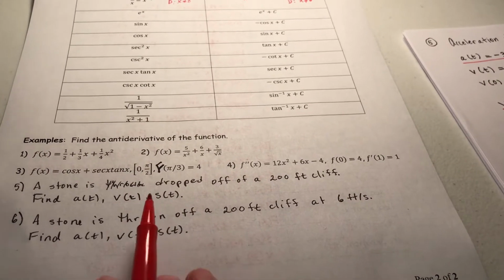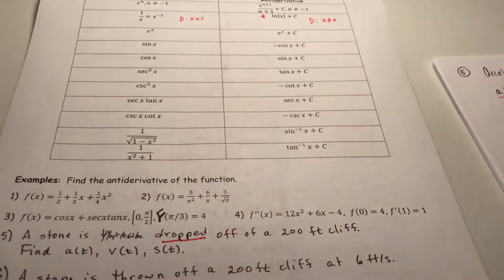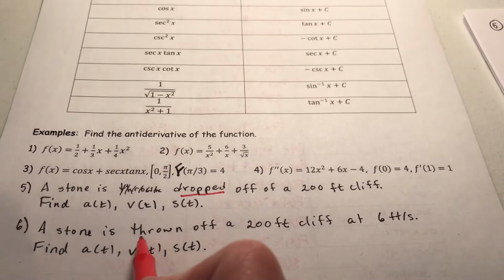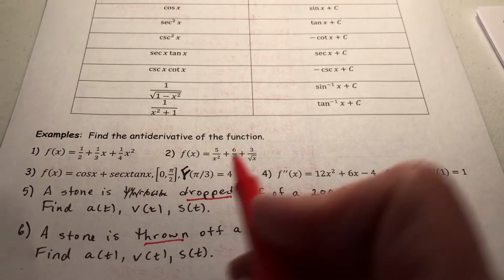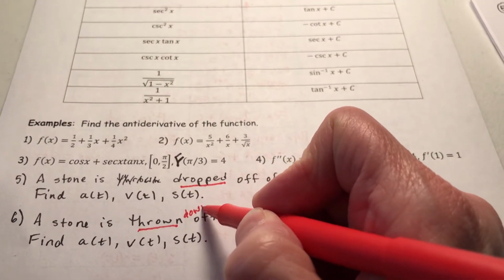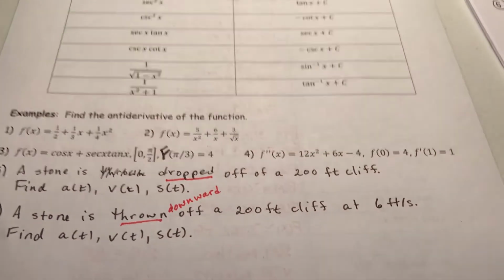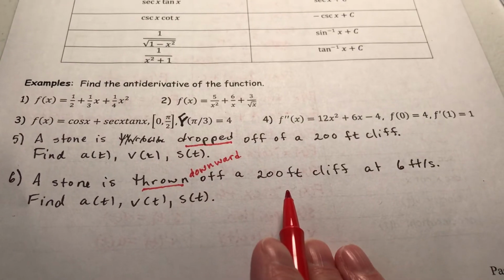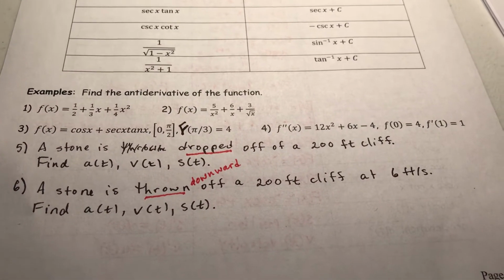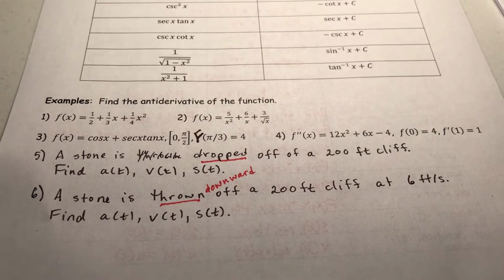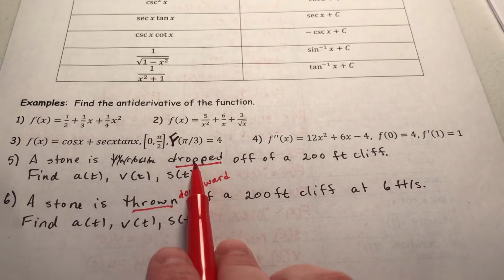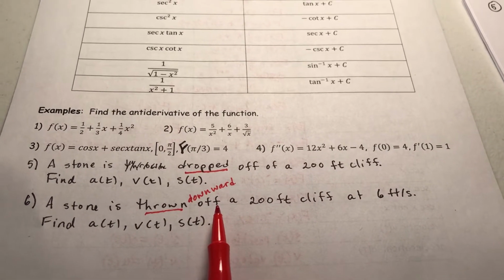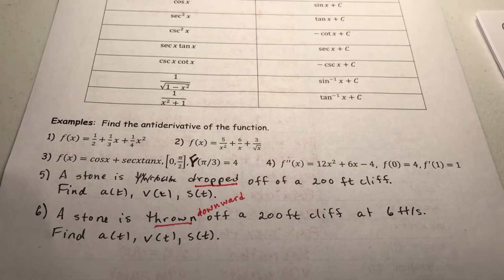So the first one, the stone is just dropped, and the second one, it's thrown, and I should say downward, because I'm not throwing it up in the air, I'm throwing it downward. That makes a difference. Off a 200-foot cliff at 6 feet per second. Find A of t, V of t, and S of t. So there's a difference between just dropping it with no initial velocity and then throwing it downward at an initial velocity of 6 feet per second.